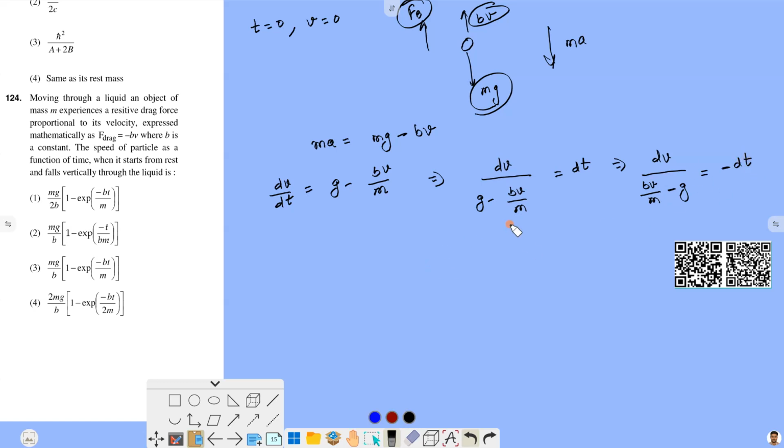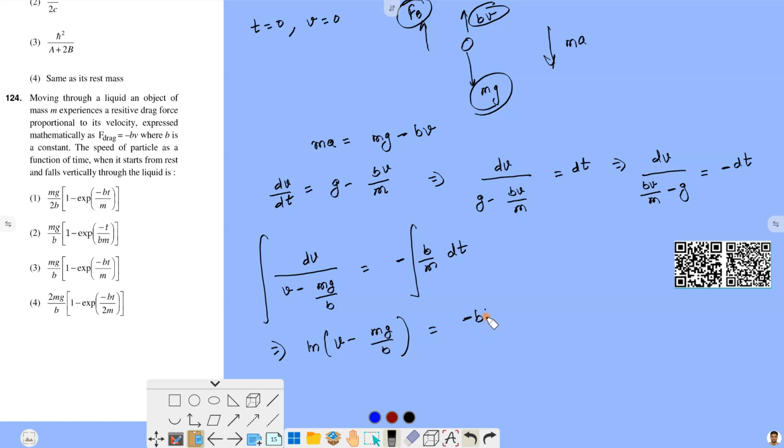I adjusted the negative sign, and with slight more adjustments I can write dv divided by v minus mg by b is equal to minus of b by m dt. Now I'm going to integrate both of these. So from this first, on the left hand side, I will get ln of v minus mg by b. On the right hand side, I will get minus bt by m plus some constant C.